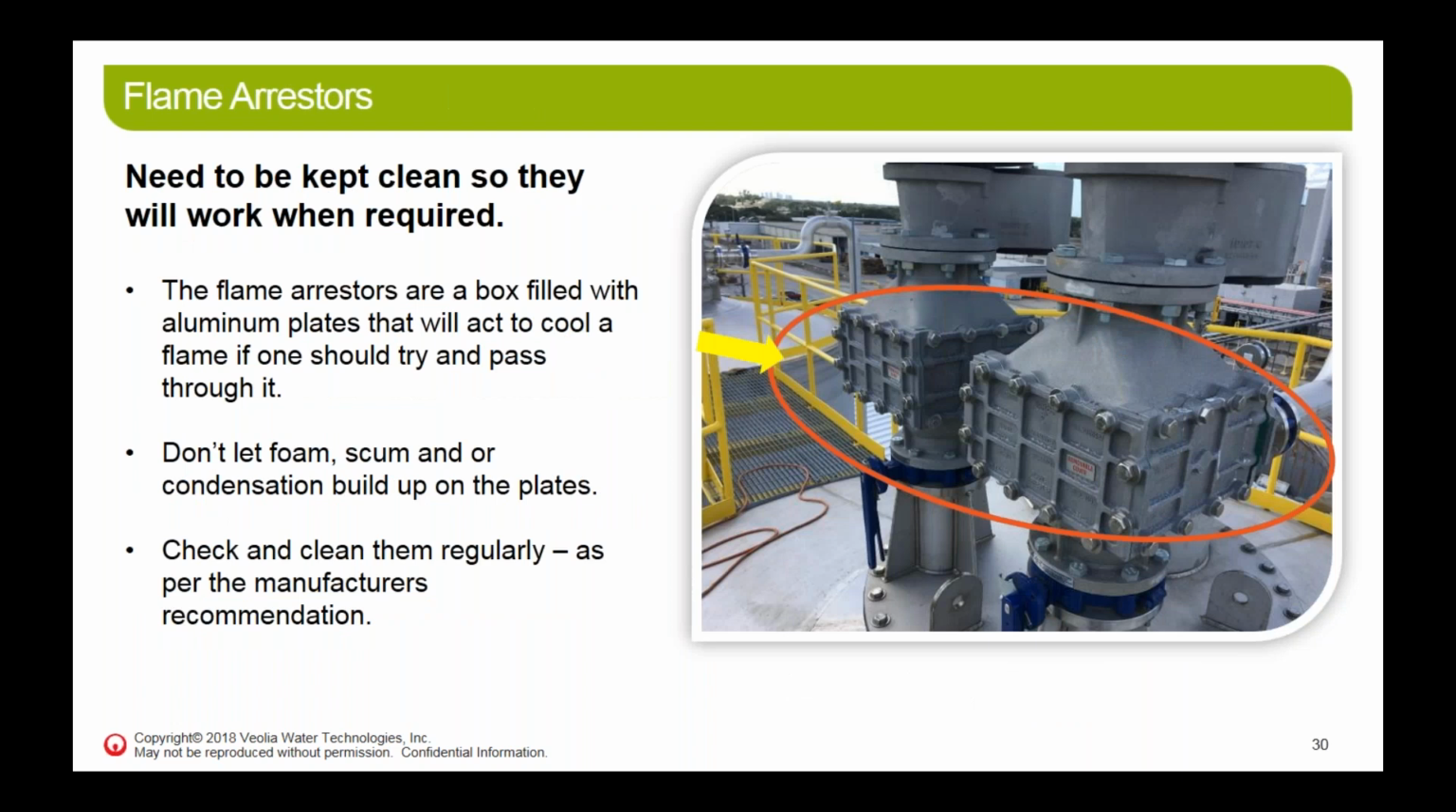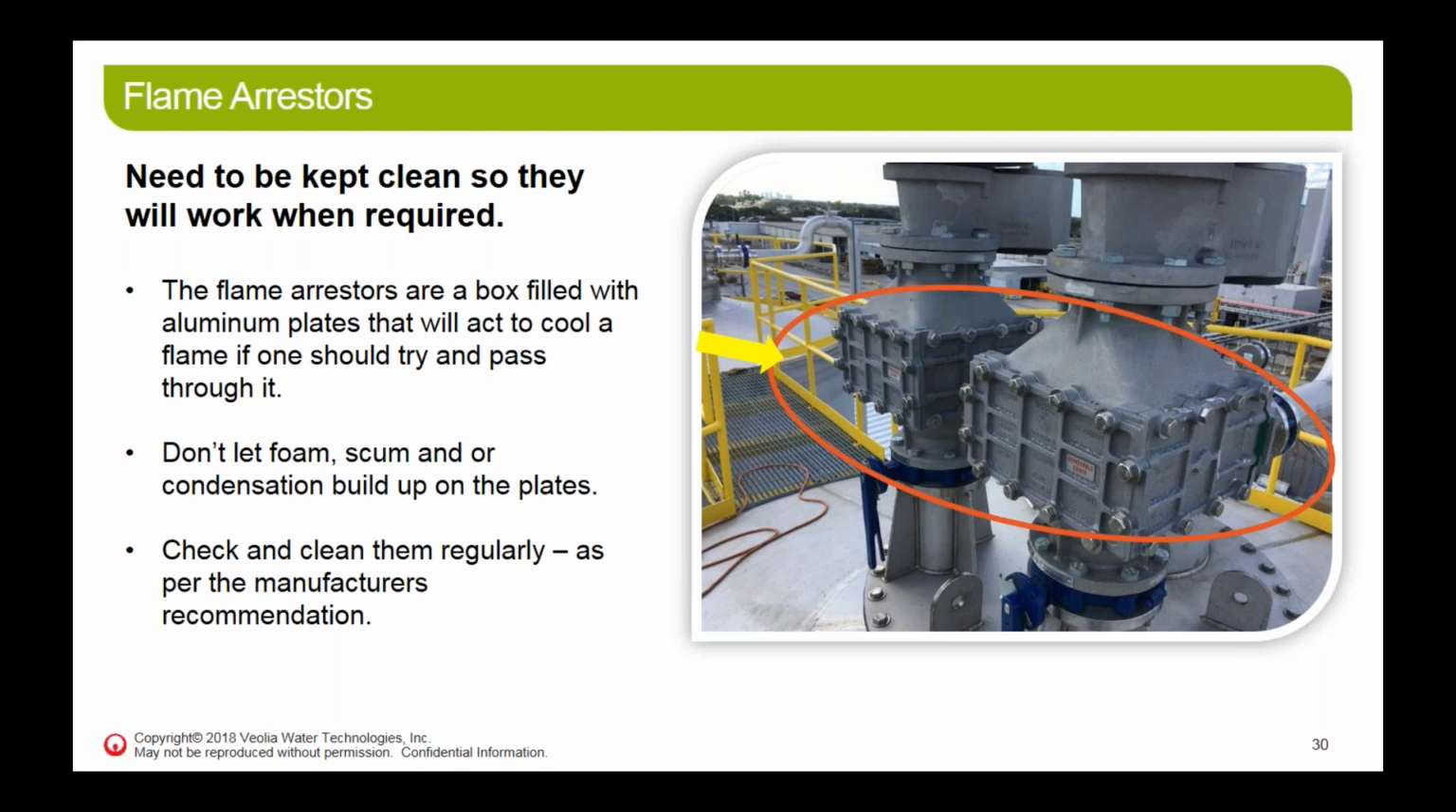Another thing we always have, as you noticed on the picture before and on this picture, is flame arresters. This prevents a flame from getting back or forward in the gas line. They're usually before these pressure vacuum relief valves in the line, and they're also in the lines going out to the flare. It's really just a bank of aluminum plates, and it acts to cool the flame down so it doesn't go any further. You can't let foam or scum build up on these plates or they don't work.